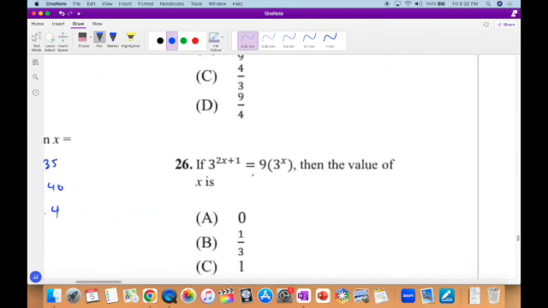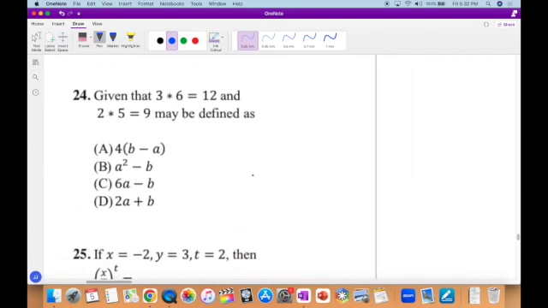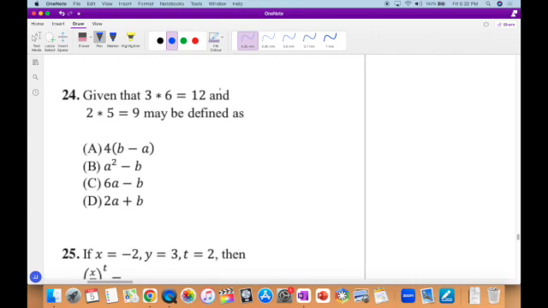What is that? Number 23, 24. Linear operations. Given that 3 asterisk 6 is 12 and 2 asterisk 5 is 9, A asterisk B may be defined as... So we have to find out what the asterisk is, what the operation is. So it's a badly written question, but A asterisk B is what they're looking for. And I guess we'll probably have to do a trial and error kind of thing.